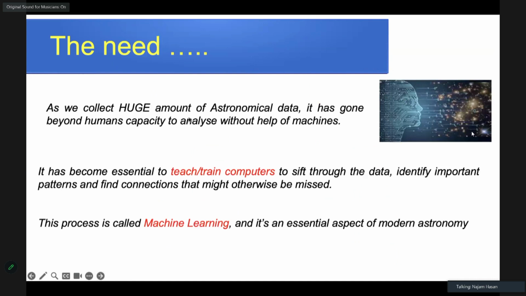As we collect huge amounts of astronomical data, it has gone beyond human capacity to analyze without the help of machines. It has become essential to train computers to sift through the data, identify important patterns, and find connections that might otherwise be missed. This process, like we all know, is called machine learning, and it's an essential aspect of modern astronomy.